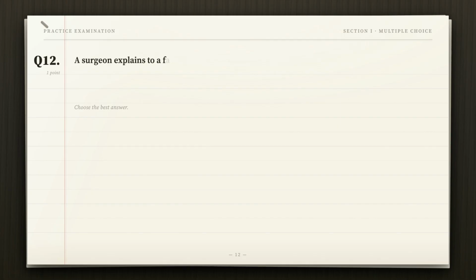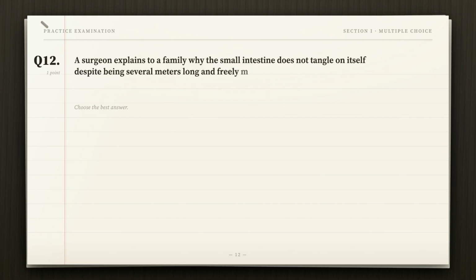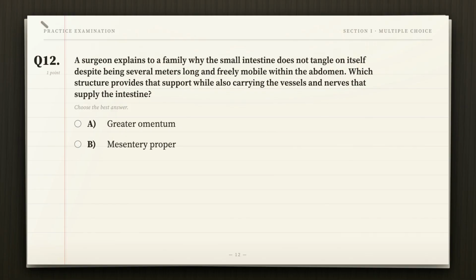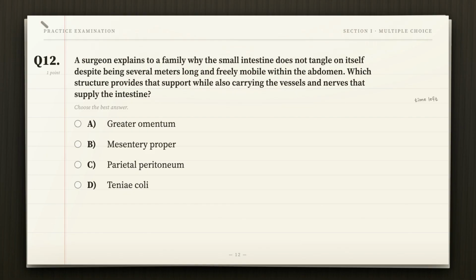Question 12. A surgeon explains to a family why the small intestine does not tangle on itself, despite being several meters long and freely mobile within the abdomen. Which structure provides that support while also carrying the vessels and nerves that supply the intestine? Your options are A. Greater omentum, B. Mesentery proper, C. Parietal peritoneum, D. Teniae coli. What's your answer? Commit to one before I continue.